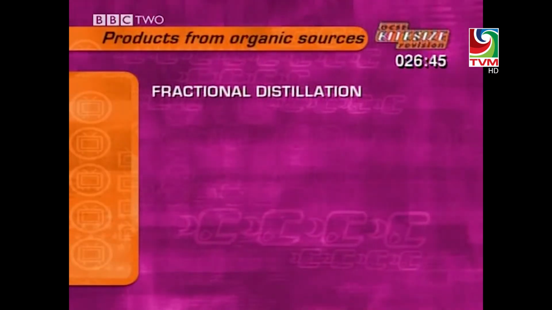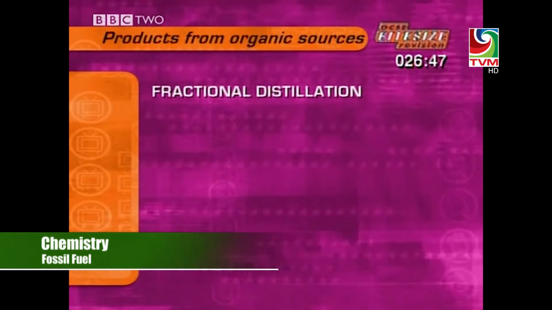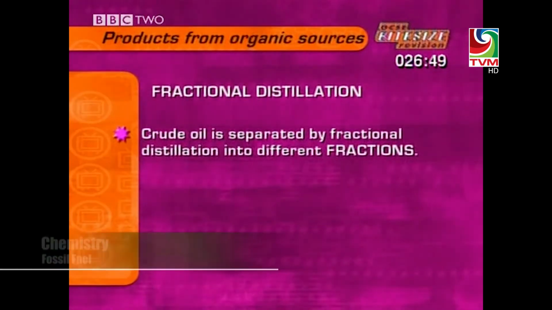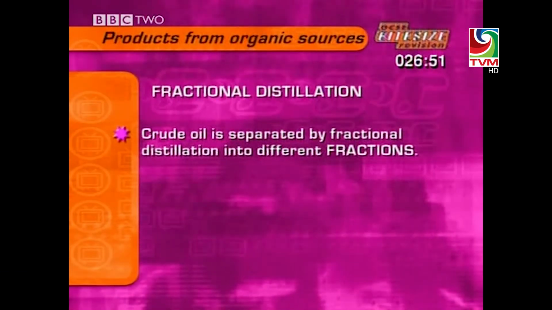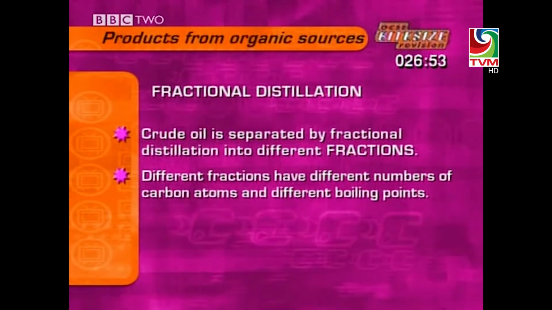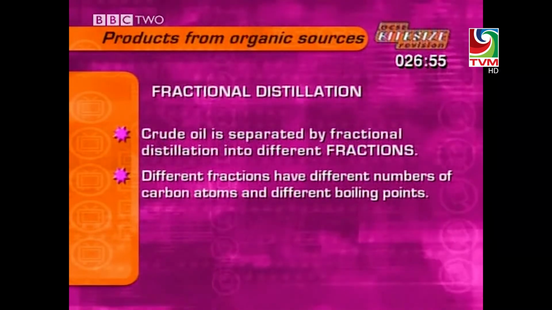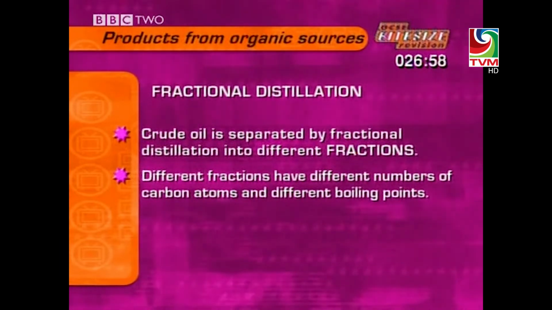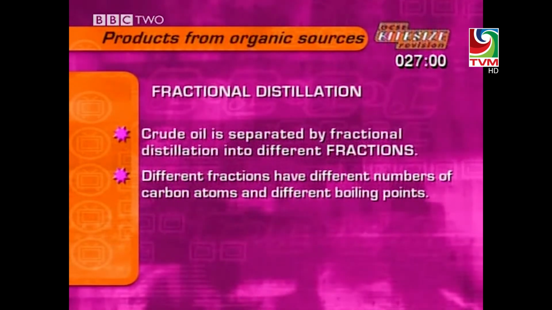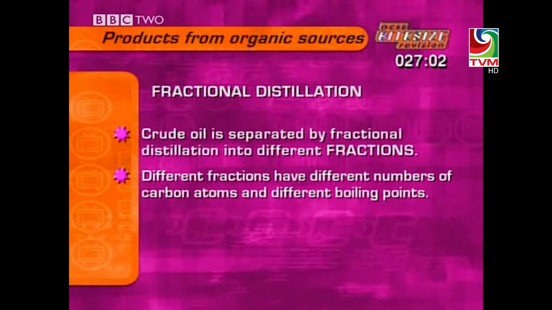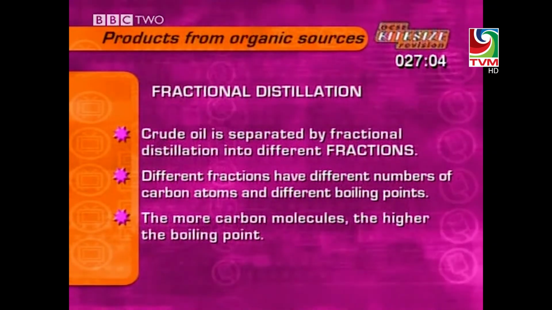So the first process was fractional distillation, in which crude oil is separated into different substances, or fractions. Different fractions have different numbers of carbon atoms. That means they have different boiling points, so they condense off at different places up the fractionating column. The more carbon atoms, the higher the boiling point.